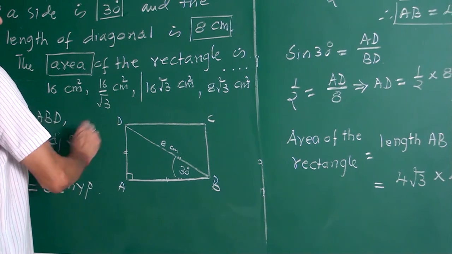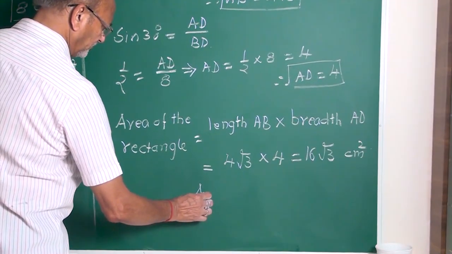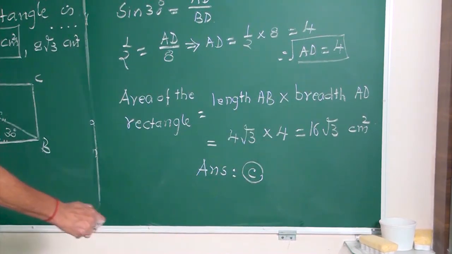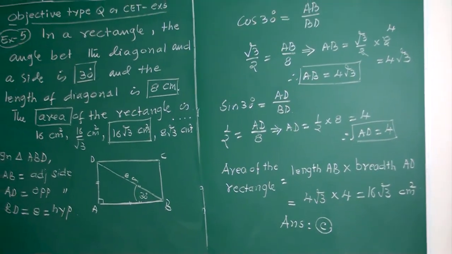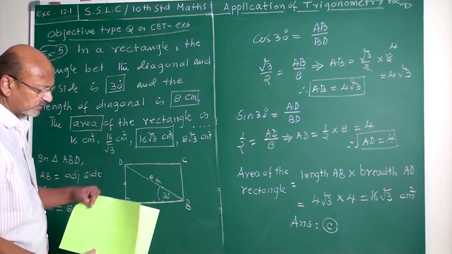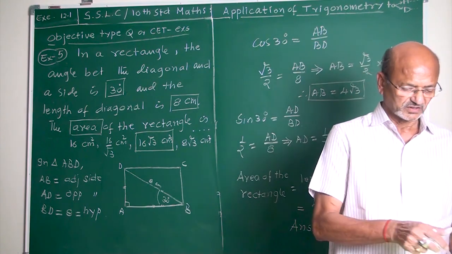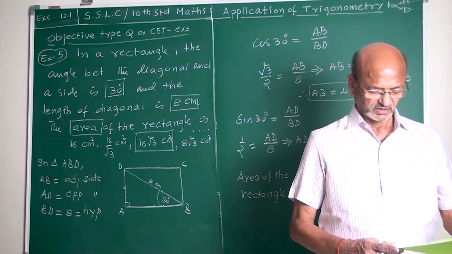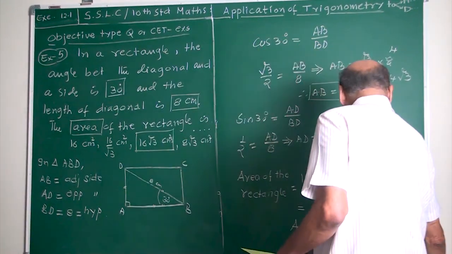Is it the third option? So the answer is C. Yes, my friends. Simple. Just by making use of this height and distance knowledge, we can do such examples. If you have an interest, I give just one or two examples you can work out. These are just for your practice.